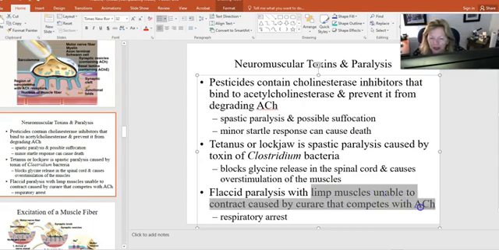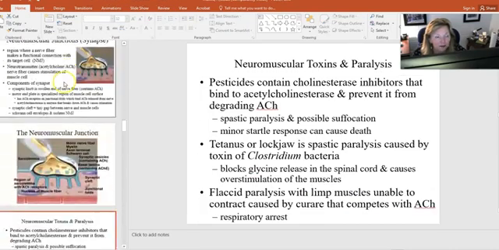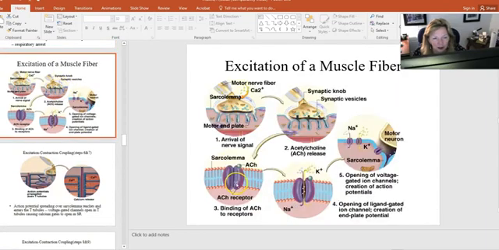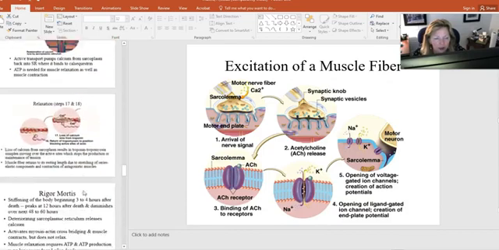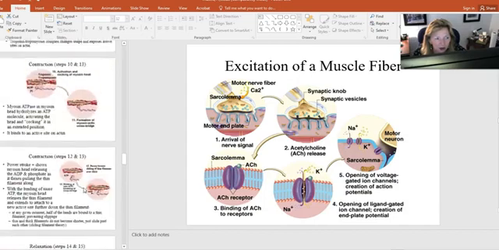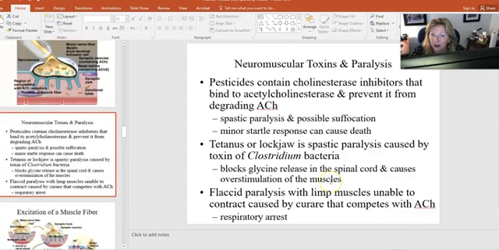it's competing with ACh. So where you have these receptors, let's see if I can get a better picture, there's already something sitting there, so ACh can't come in and open the receptor because it's been blocked. That's what's happening with some types of poisons, and also some toxins associated with certain other bacterium.